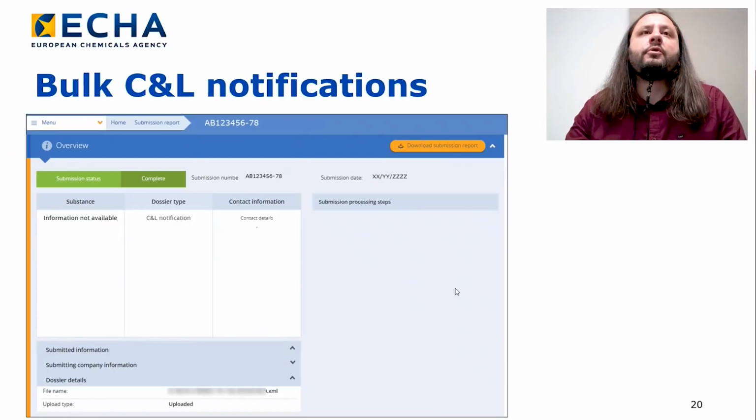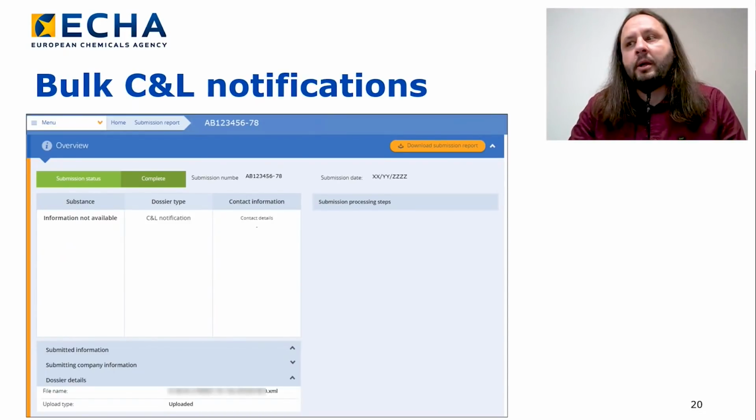So, for example, if you go now to a submission report in Rich IT for a CNL notification that was previously submitted in bulk, this is all that you are going to see in the submission report, which is not a lot of information, as you can see.